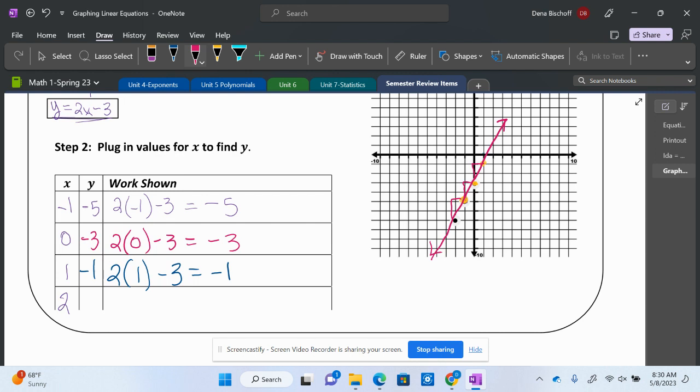Okay, so you guys know how to do that. I don't want you to resort to filling in a table of values unless that's the question. Fill in the table of values. Otherwise, use what you know.